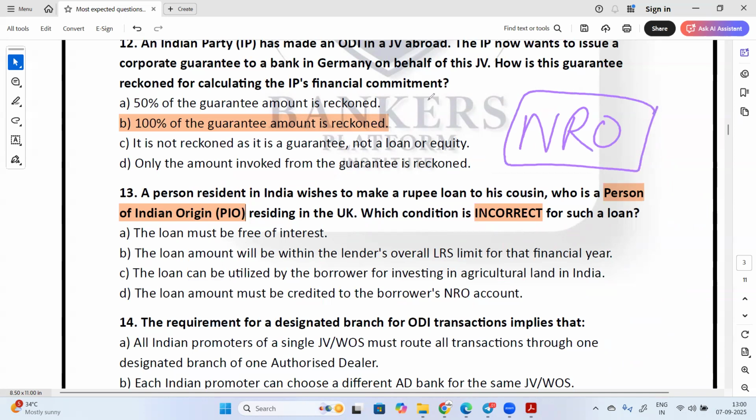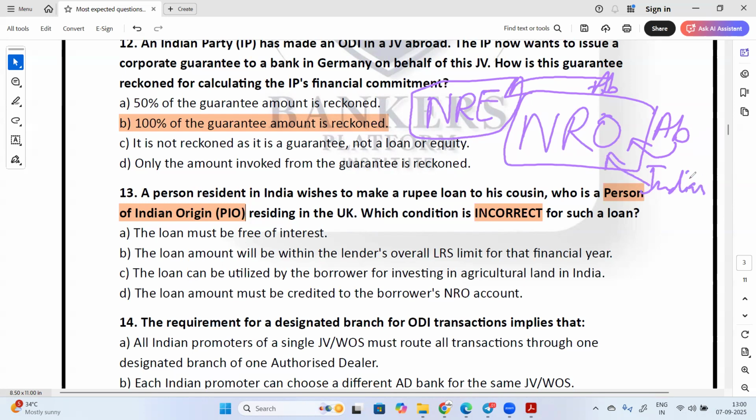Not in the NRE account. Why? Because NRO is non-resident ordinary, and NRE is non-resident external. In an NRE account, the funds will always come from abroad. In an NRO account, the funds can come from abroad, and they can also be Indian income. Any income from India, like rental income, dividend income, or interest income, will be credited in the NRO account.